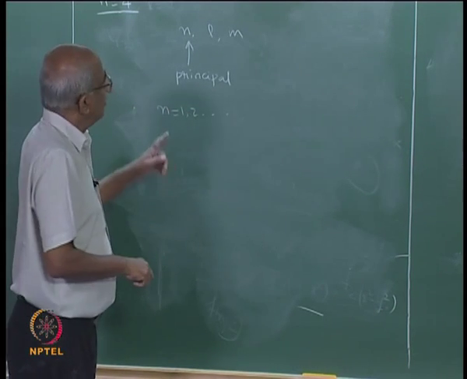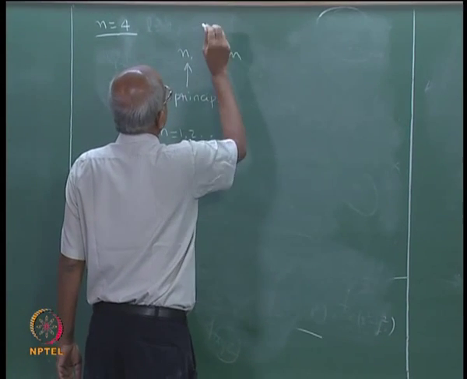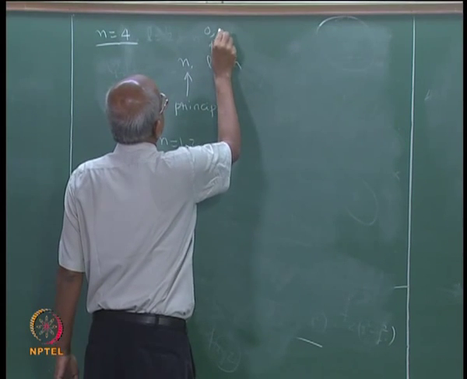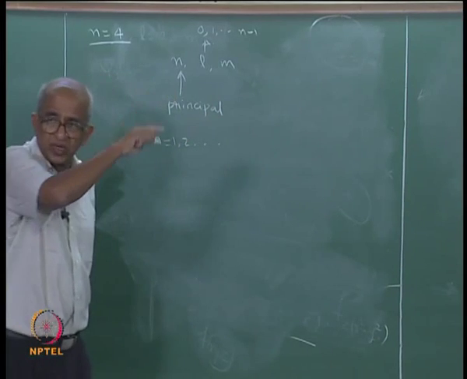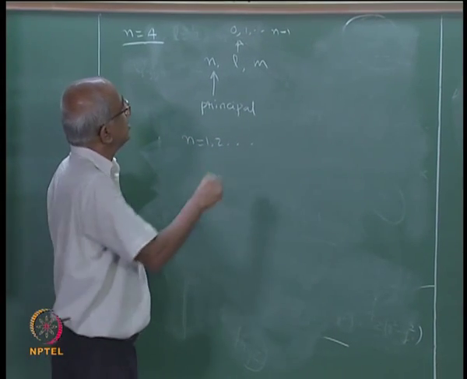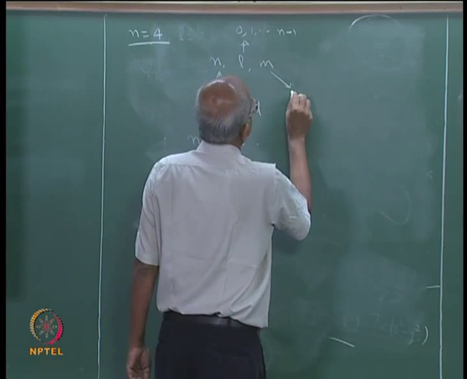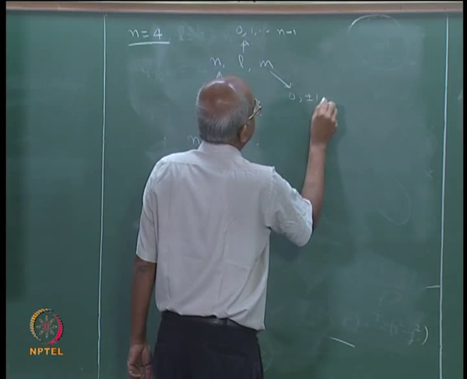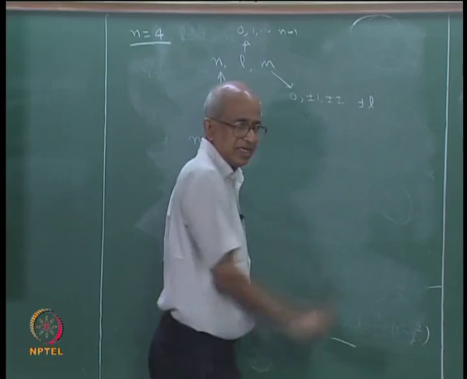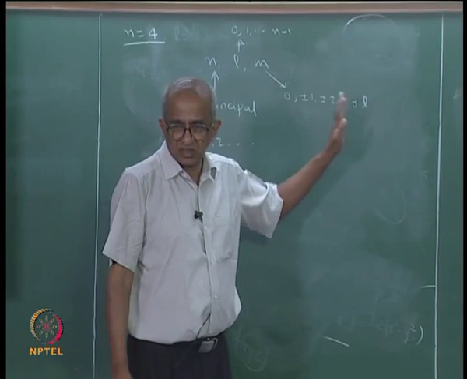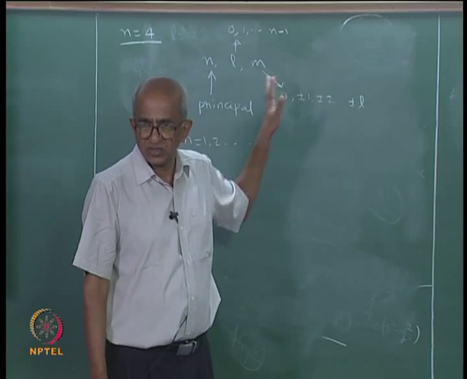The other quantum number is l. It is referred to as the azimuthal quantum number. It can take the values 0, 1, 2, 3, etc., up to n minus 1. This condition actually arose automatically when we tried to solve the equation. And the third quantum number is m, referred to as the magnetic quantum number. It can take the values 0, plus or minus 1, plus or minus 2, etc., and the last possibility is either plus l or minus l. So, these actually arose out of our solution.